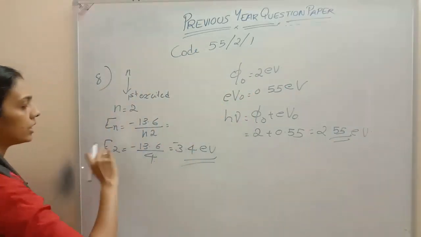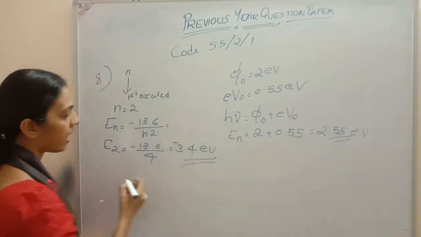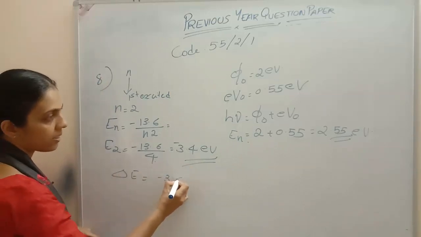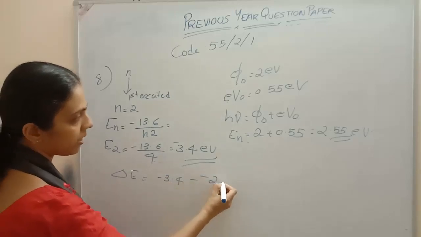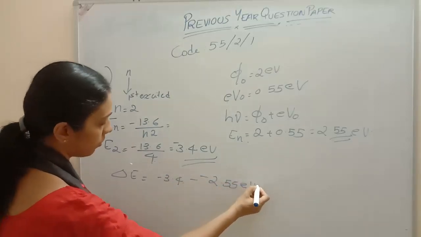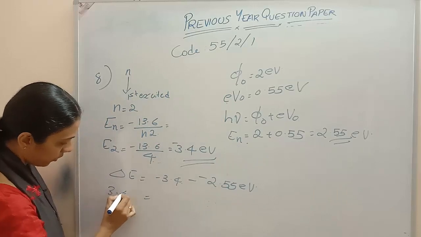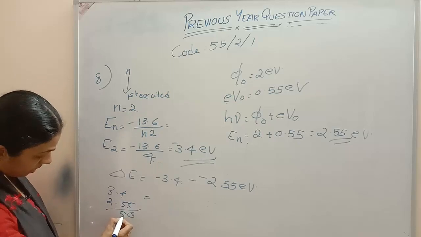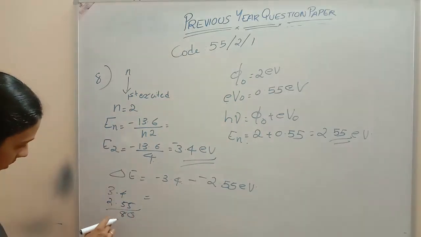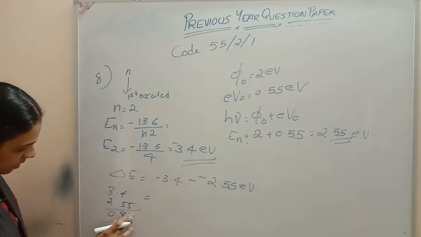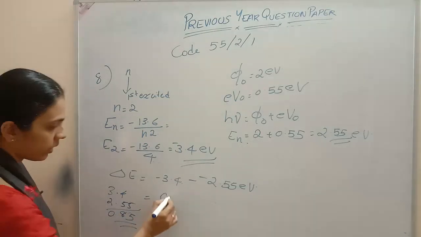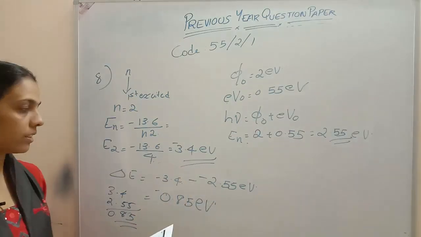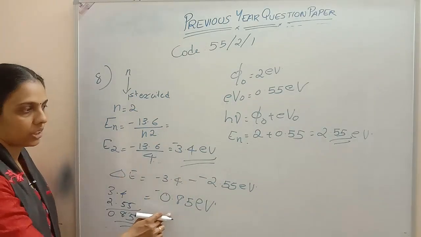So what is the energy difference between the states? The energy difference will be equal to minus 3.4 minus 2.55 electron volt. So 3.4 minus 2.55 means it will be 0.85. Okay, so minus 0.85 electron volt. This is the change in energy.